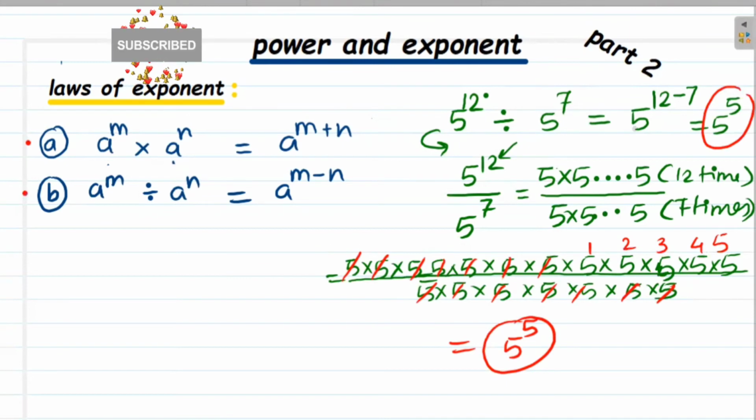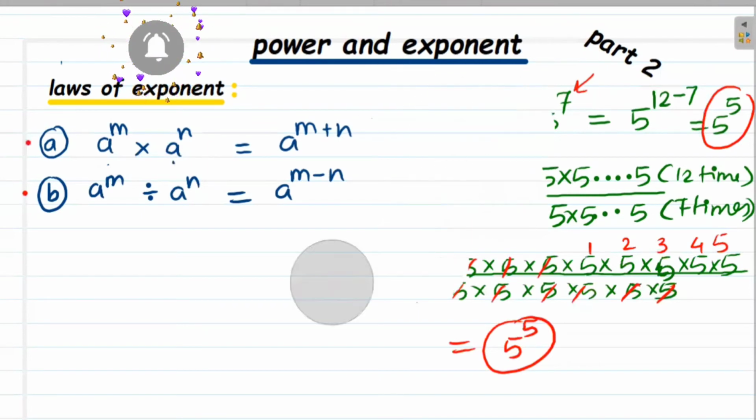If 12 times my 5 is coming, from that 7 times my 5 will get cancelled out with each other. So how many times is 5 remaining? That is only 5 times it will remain. And this is what we are doing, the subtraction of exponents.